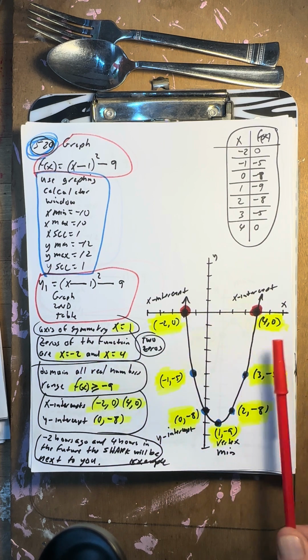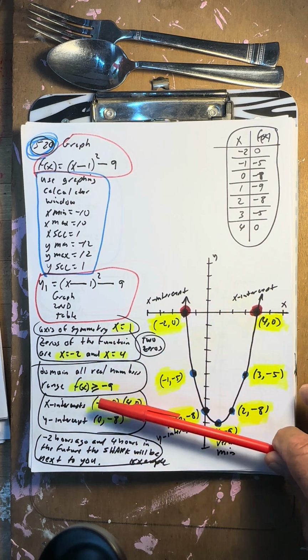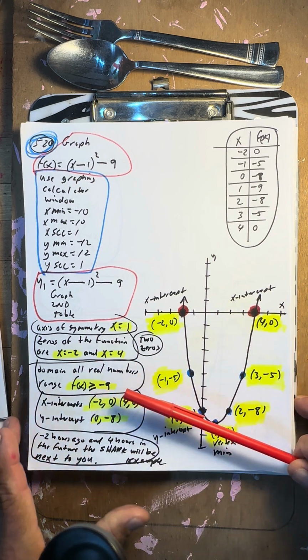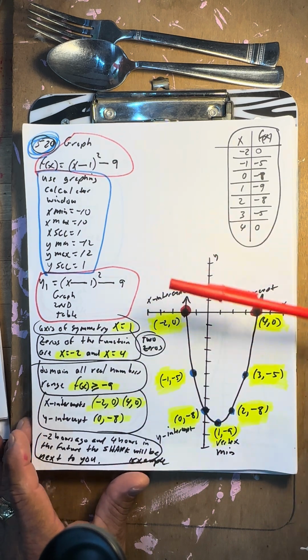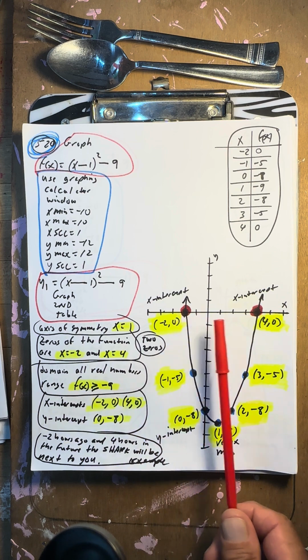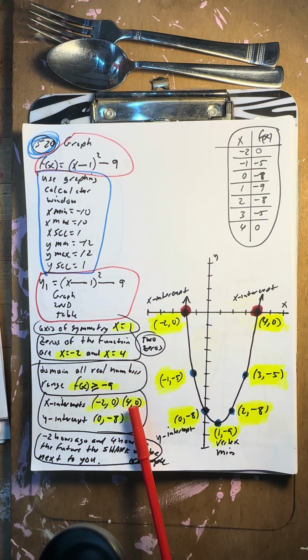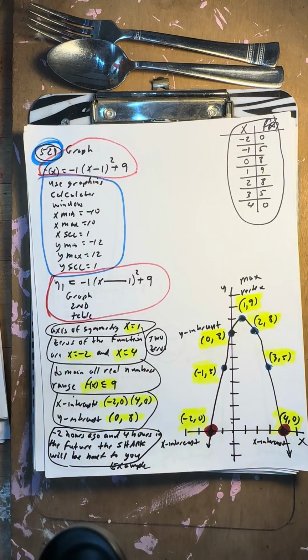Zeros are -2 and 4. Domain, all real numbers. Range, f of x is greater than or equal to -9, or all real numbers greater than or equal to -9. Go this way. Okay. X-intercepts, there they are, right there. (-2, 0), (4, 0), (0, -8). Again, we can say, there's the graph. Or think about this. Yes, 2 hours ago or 4 hours in the future, the shark will be right next to you. Yes, 0 feet from you. How's that? All right, next one.